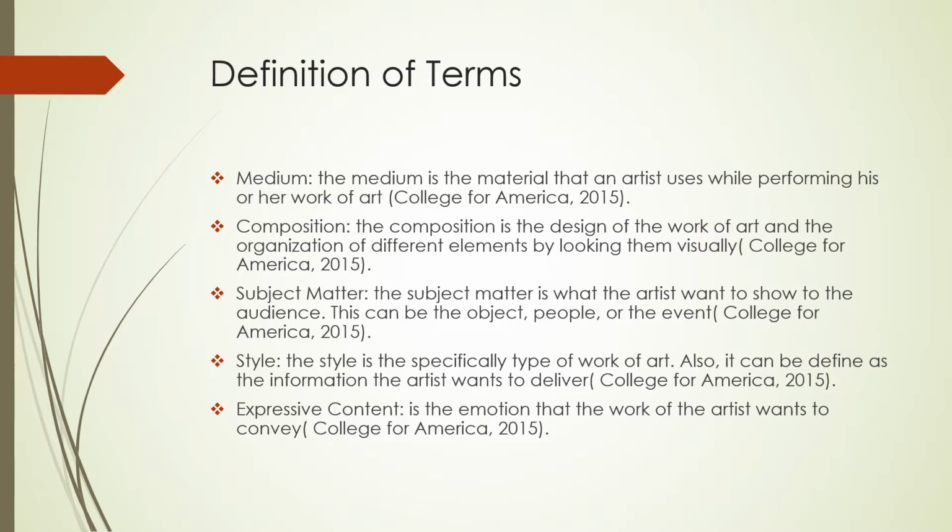First of all, realism. Realism is when the artist shows how people really are. Naturalism is when the artist shows the physical world. And lastly, surrealism is when the artist creates things which are not real or not in natural ways. And the last term is expressive content. The expressive content is the feeling of the work or the emotion that the subject matter is showing or conveying.